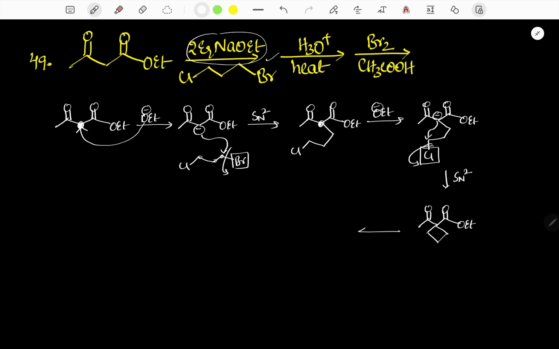Now the product is treated with H3O plus and heat. H3O plus is added and we heat it.